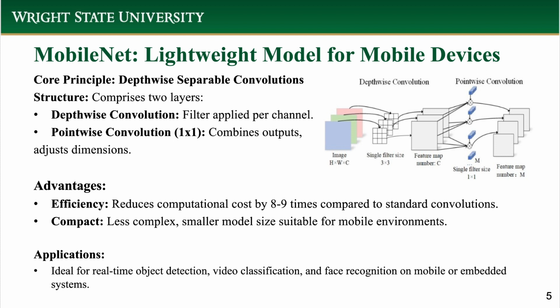Speaking of applications, these convolutions are ideal for real-time object detection, video classification, and face recognition, all tasks that require high efficiency and speed, especially in mobile or embedded systems where resources are constrained. Let us move to next slide.